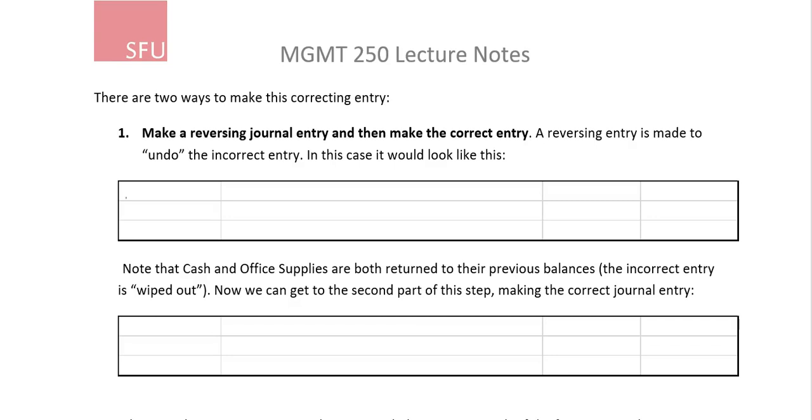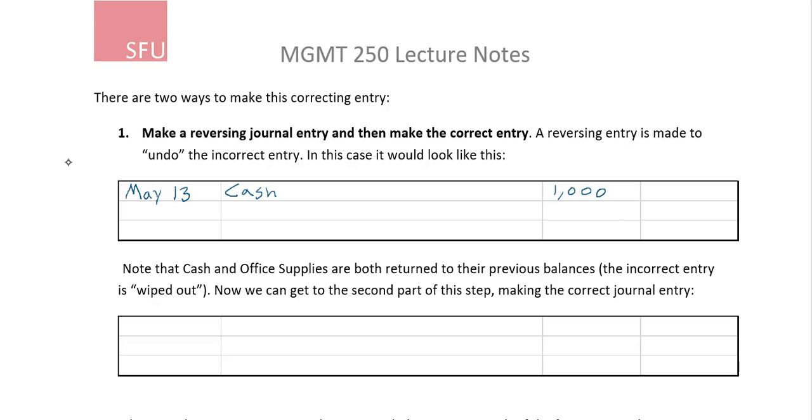The first step to correcting this mistake using method 1 is to post a reversing entry. In our original erroneous entry, we had a credit to cash. So what we'll do is debit cash for the same amount to bring it back to what it was prior to our last journal entry.